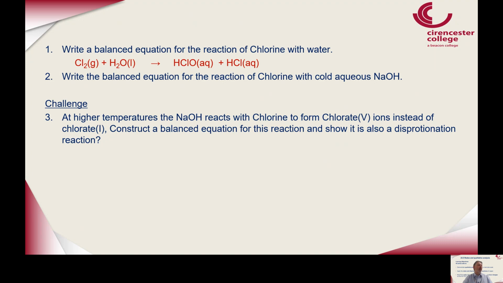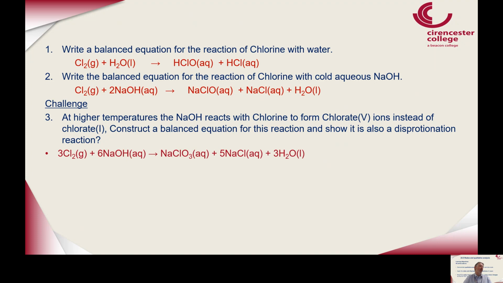Okay, chlorine with cold aqueous sodium hydroxide is also an example. So again, chlorine, which is 0, becomes chlorate, again +1, and -1 in sodium chloride. So it's +1 in sodium chlorate and -1 in sodium chloride. Okay, at higher temperatures, they react to form chlorate(V) ions instead of chlorate(I). The balanced equation for this also shows disproportionation.